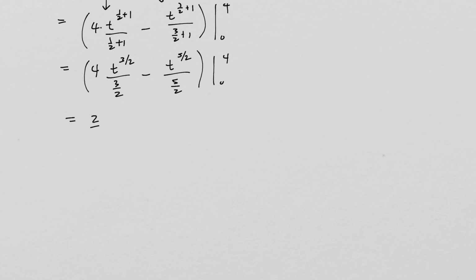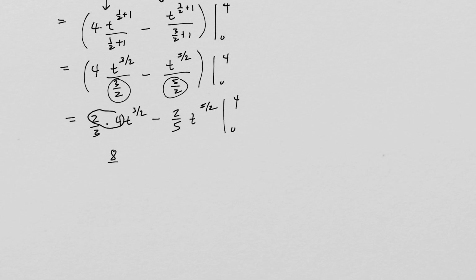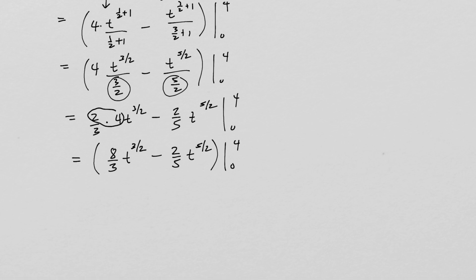This becomes 2/3 times 4t to the 3/2. So I'm just multiplying by the reciprocal. Same thing here. And one last thing we can do here is 2 times 4 is 8. So that gives us 8/3 t to the 3/2 minus 2/5 t to the 5/2. And again, this is from 0 to 4. So there's a lot of little steps I have to do before I even think about plugging in those numbers.